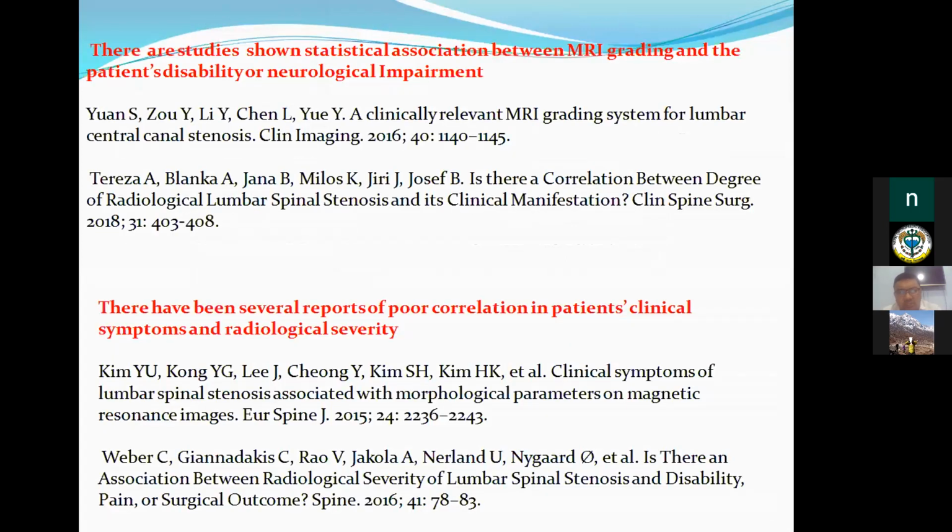So what does the literature say regarding all these grading systems? There are two schools of thought. One group found a correlation between the MRI grading and patient disability and neurological impairment. At the same time, another group found poor correlation between patient clinical symptoms and radiological severity. In our day-to-day clinical practice also, we get the same result, because sometimes the patient has severe symptoms but the MRI finding is not that severe, and vice versa.